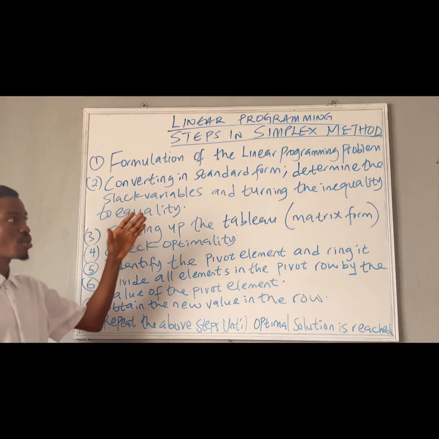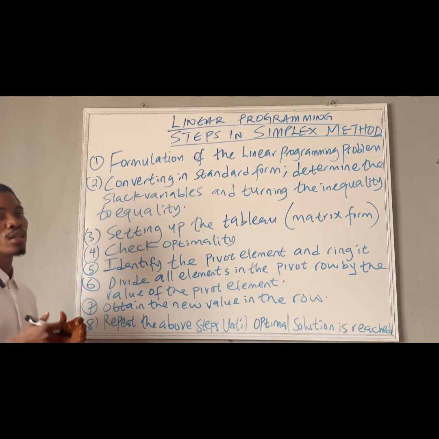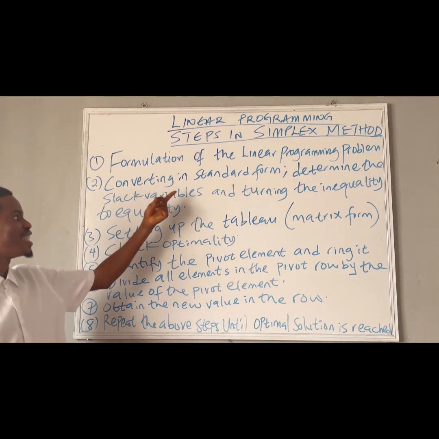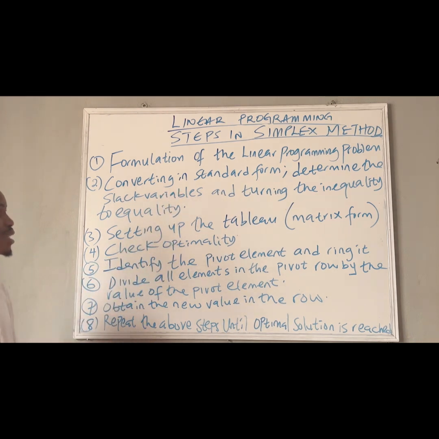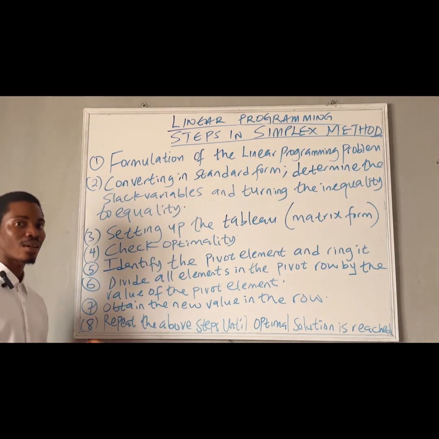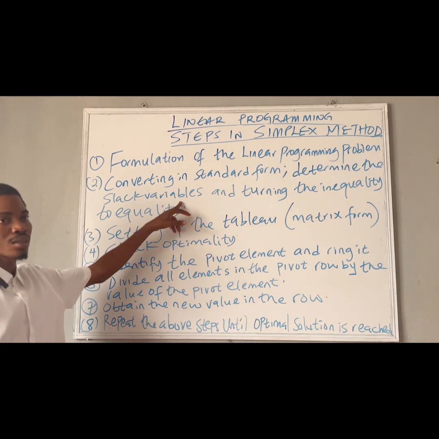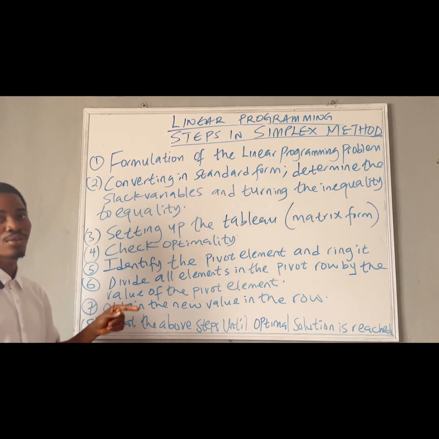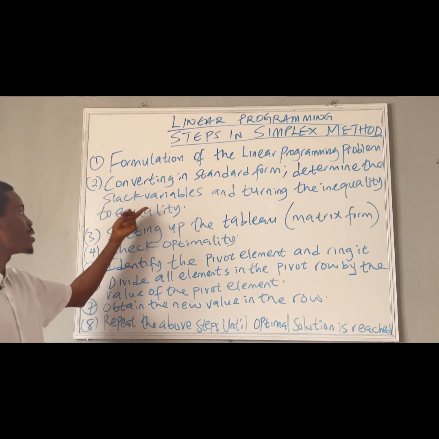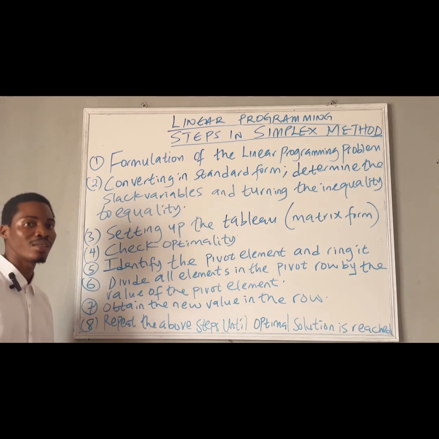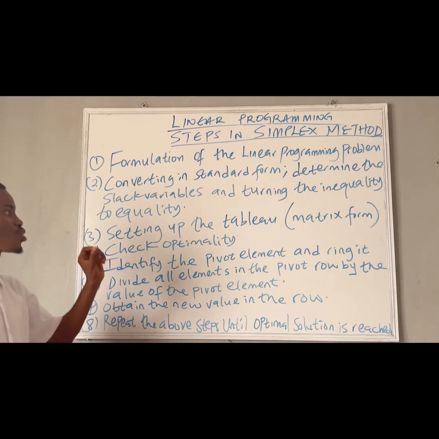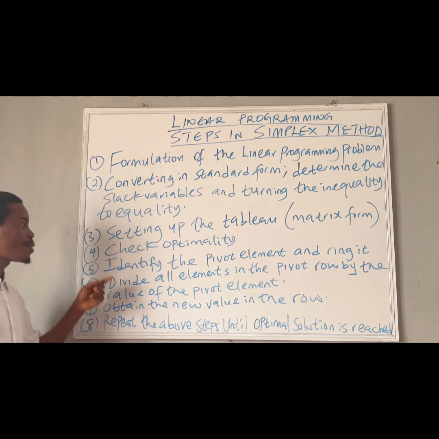After you formulate the linear programming problem, or if your question has been formulated, your next step is to convert it to standard form. When we are converting to standard form, as I explained before, you have to determine the slack variables, that is the decision variables you are given. It will let you know how many slack variables you are going to add, turning the inequality to equality.